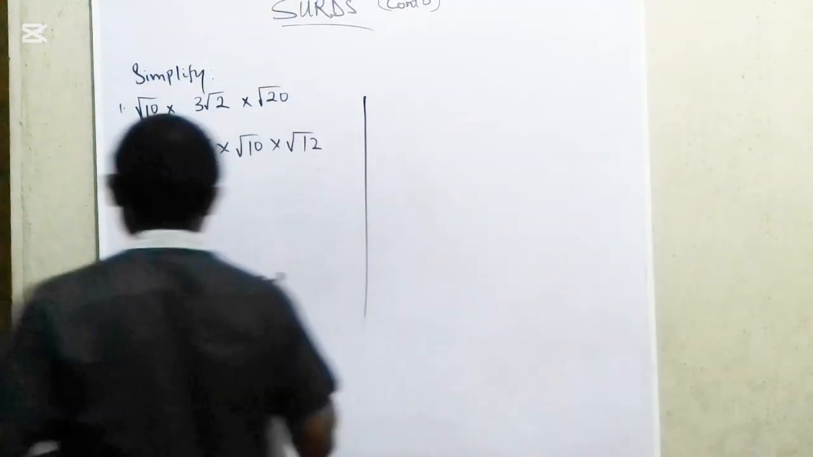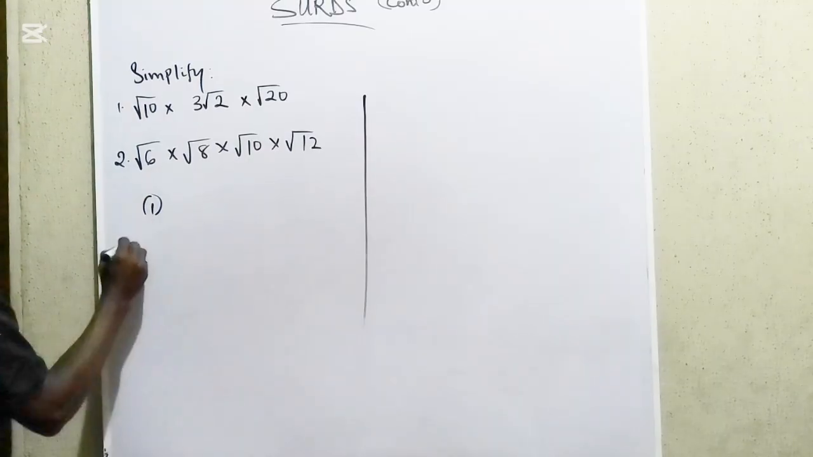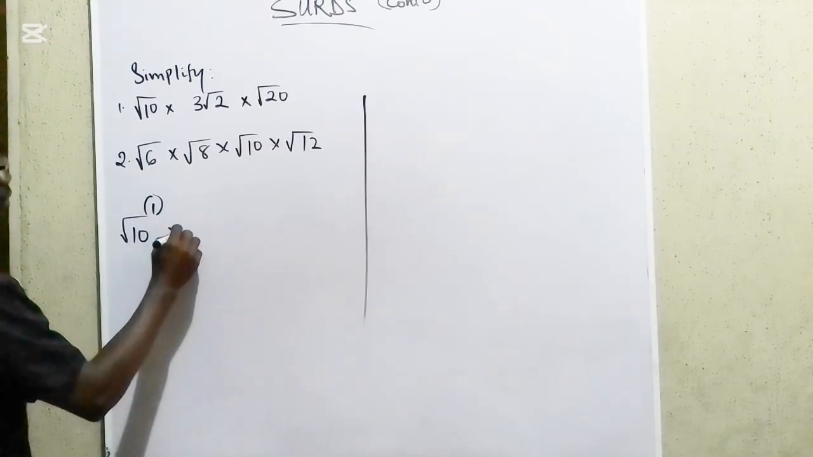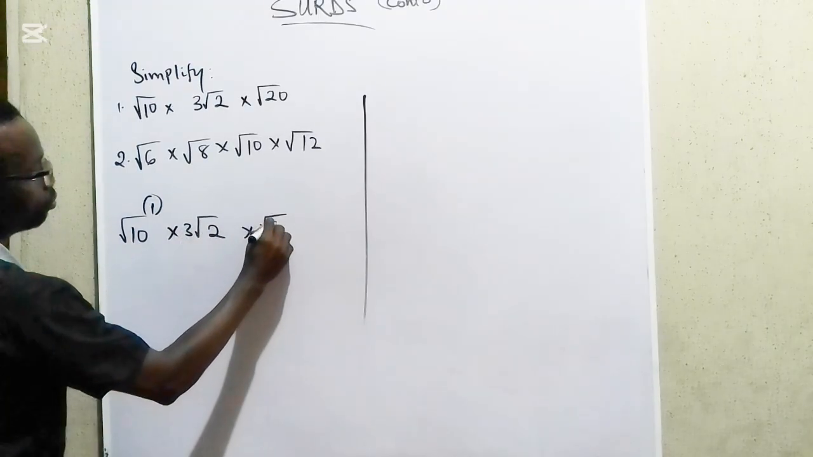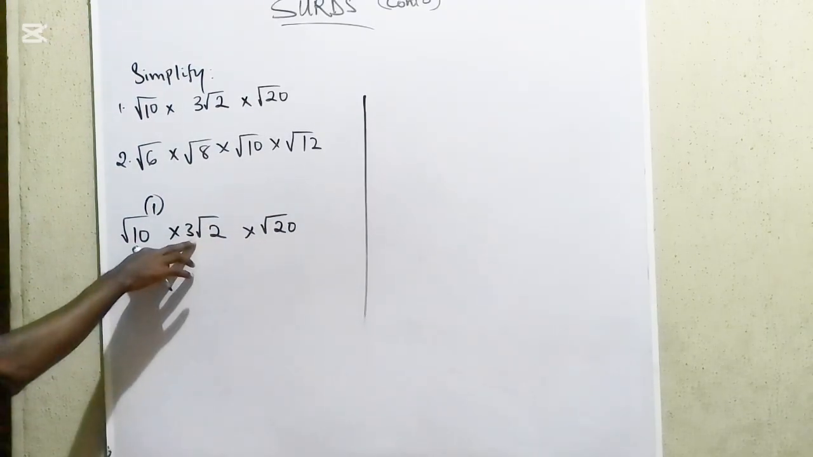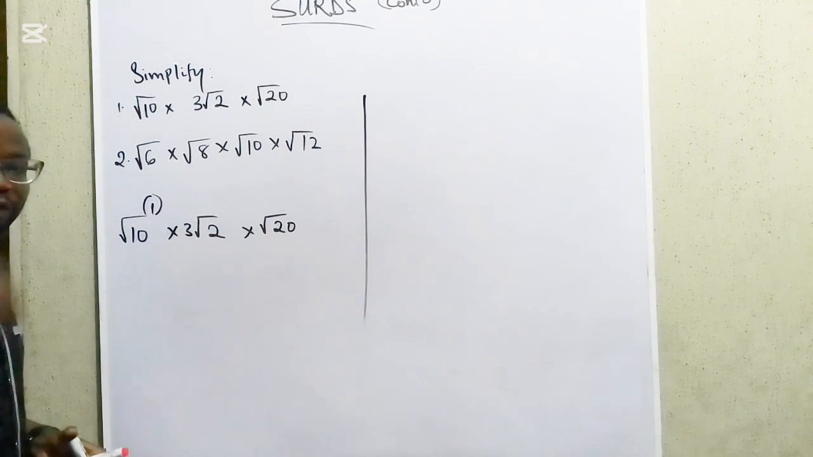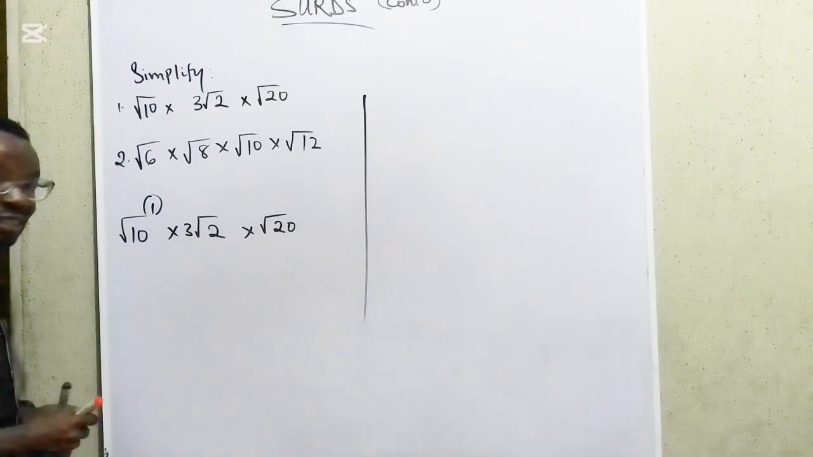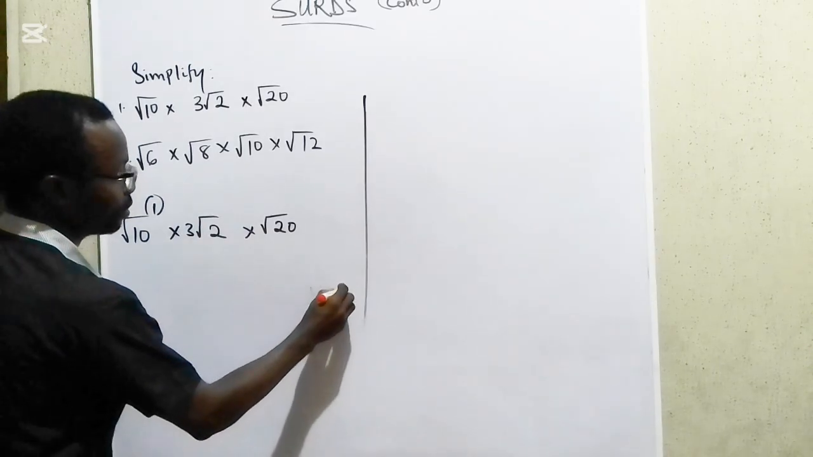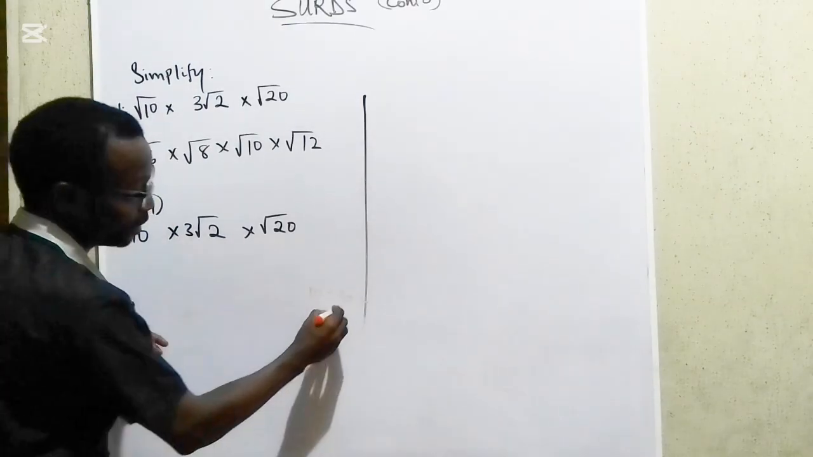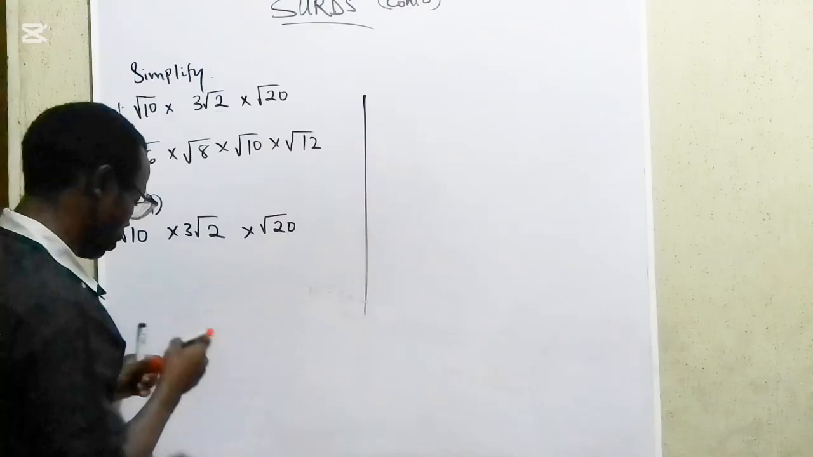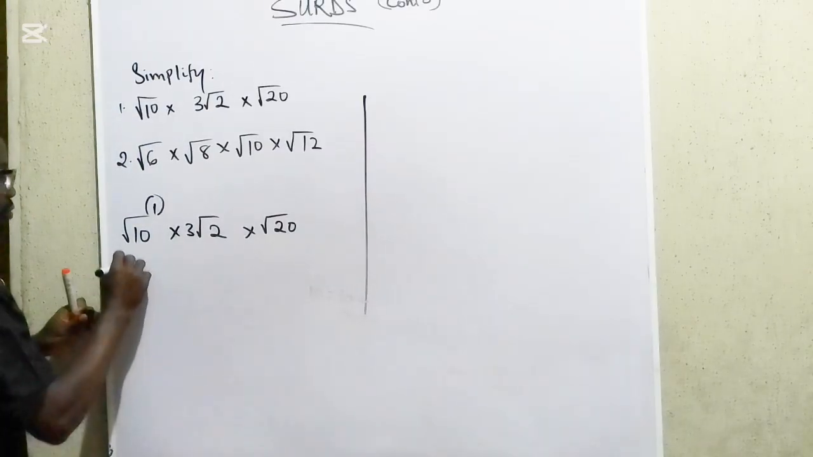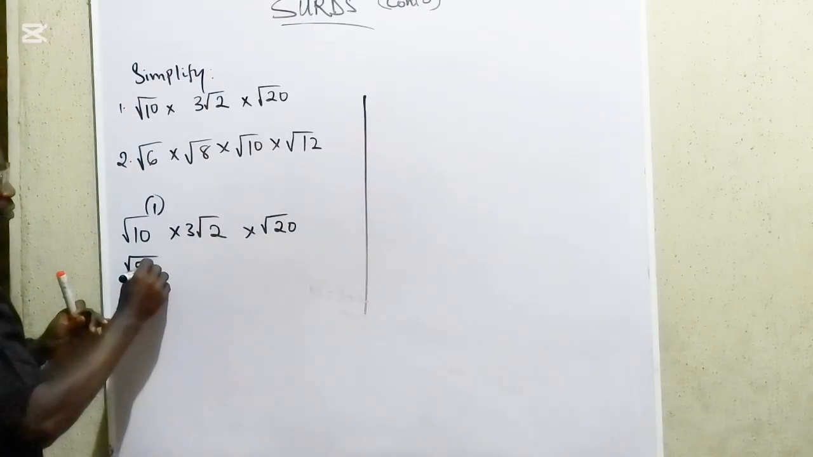We'll take the first question quickly, and the first is the square root of 10 times 3 root 2 times root 20. Remember from the previous class, and please, if you missed the previous videos, go to the previous videos and see how we've done this. So what is root 10? What is 10 first of all? 10 is the same thing as 5 times 2 or 10 times 1. So 1 times 10 would not be necessary, so we just do 5 times 2. So this 10 will be represented by 5 times 2.